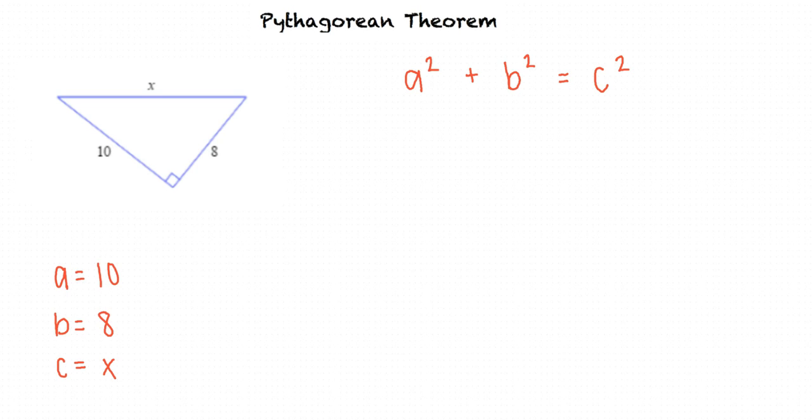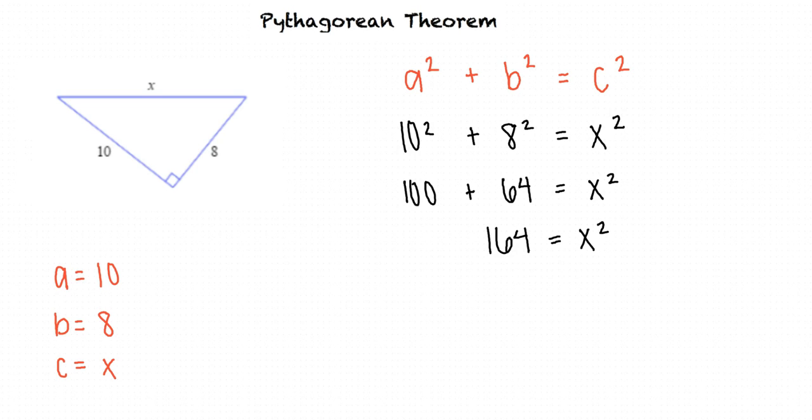Now, when we substitute these values into our equation, we see that 10 squared plus 8 squared is equal to x squared. We can simplify the left side of our equation. Then we take the square root of both sides. Using a calculator, we get that x is equal to 12.81. Good job. X equals 12.81 is our final answer.